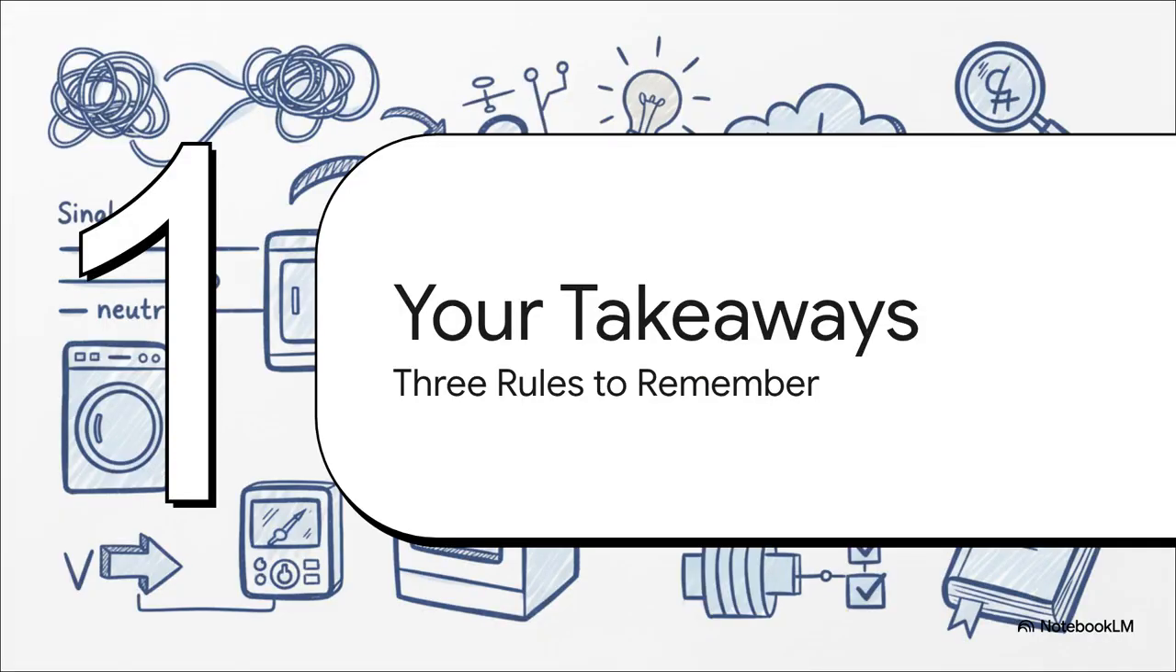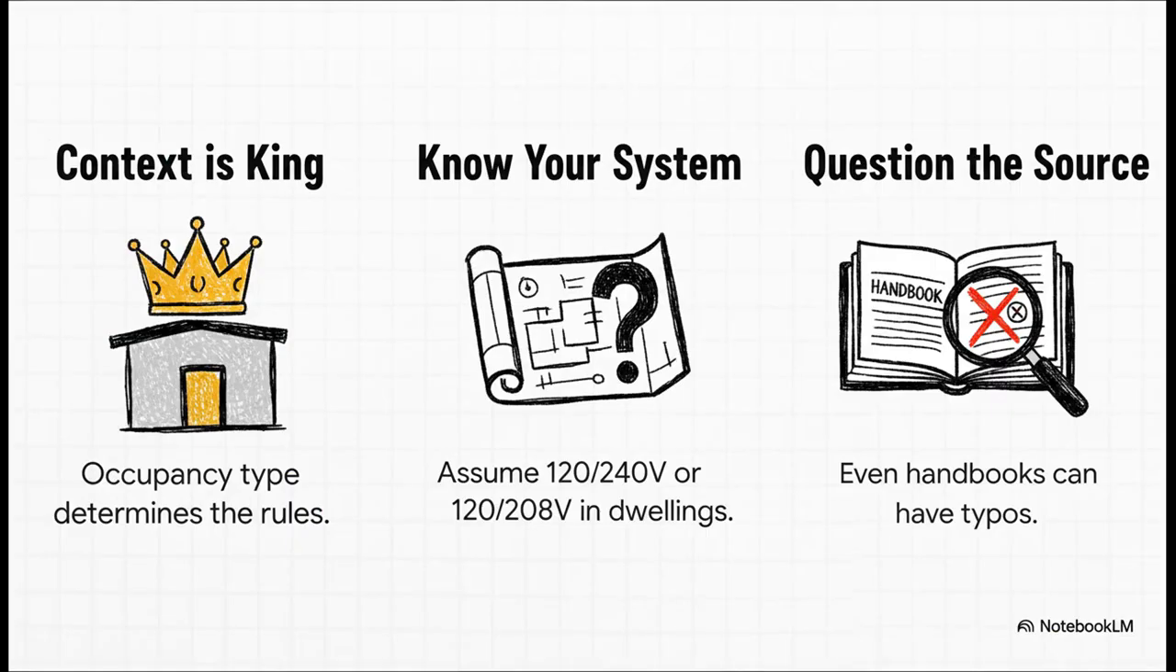So let's just boil all of this down into 3 crucial rules you can take with you for your next code calculation. First up, context is king. You always have to ask, what kind of building am I dealing with? A dwelling unit has its own set of rules and, as we've seen, its own standard voltages. Number 2, know your default systems. If a problem doesn't give you a voltage, these are your safe bets for dwellings. And finally, and this one's a big one, question the source.